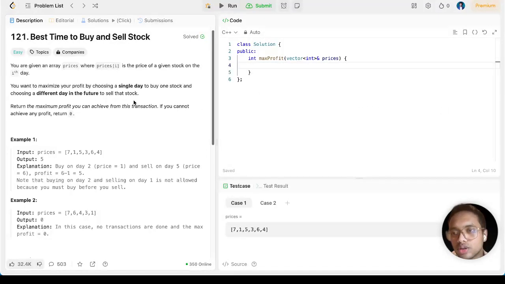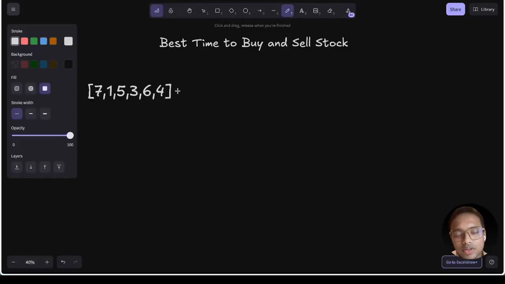Hello everyone, today we will be solving LeetCode problem number 121, Best Time to Buy and Sell Stock. The problem statement says we are given an array of prices where prices[i] is the price of a given stock on the ith day. All we have to find is the maximum profit by choosing a single day to buy and a different day in the future to sell the stock. So let's deep dive into the problem.